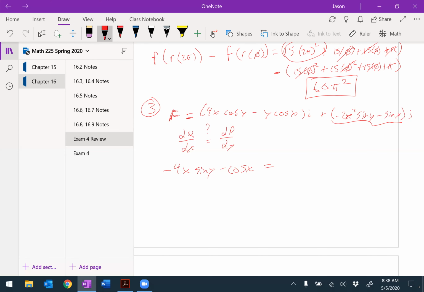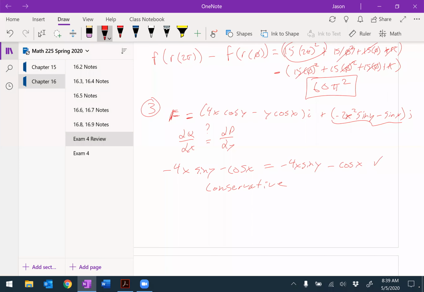Okay, let's try dP/dy. Let's take this one. The derivative of cosine is negative sine, so that's negative 4x sine y, minus, the derivative of y cosine x with respect to y is just cosine x. Oh, look at that. And what do we know? We know that it is conservative, that it checks. So this is conservative.